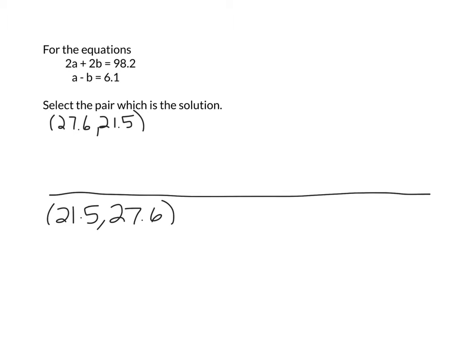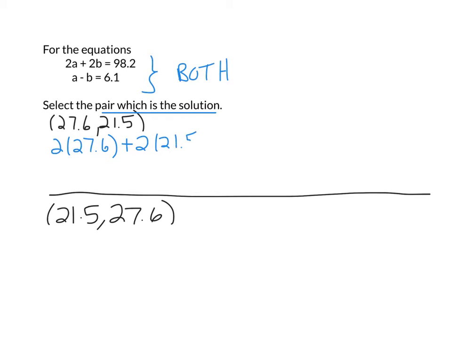To find the pair which is a solution, we're going to substitute the values of x and y into both of our equations. And remember, in order for this to be a solution, it has to satisfy both equations. So we're going to begin with the first one, and we're going to substitute, in this case, a and b. We're going to substitute for a 27.6 in our first equation, and for b we're going to substitute 21.5, and we're going to test and see if that's equal to 98.2.